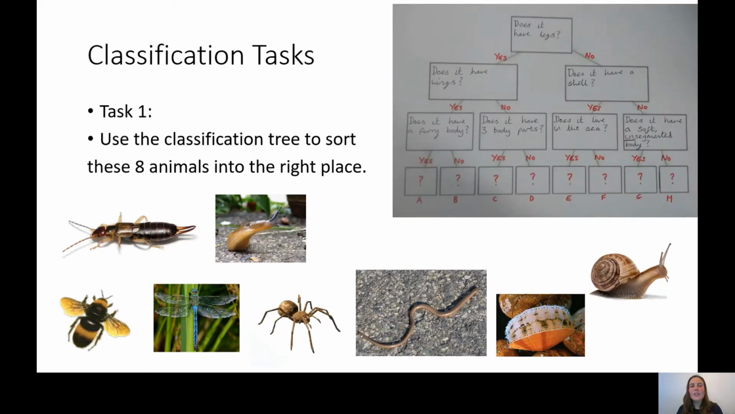So this is going to be your task today. You've got 2 tasks. I would like everyone to do task 1, please. Everyone to do task 1, which is to use the classification tree, which you can see there, to sort out the 8 animals into the right place. So I'm just going to show you how to do that now.